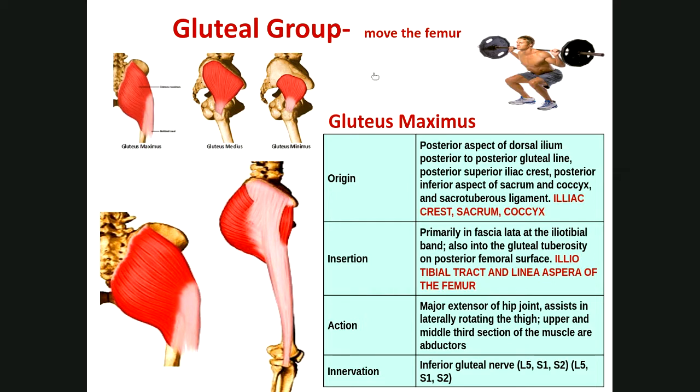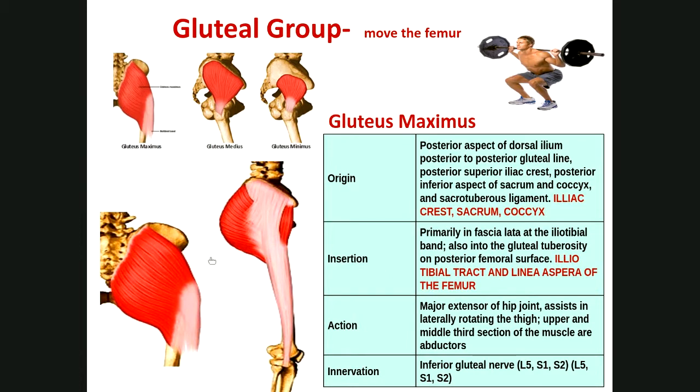So let's talk about the gluteal group. There's a gluteus maximus, which is the largest, gluteus medius, which sits below that, and gluteus minimus. The gluteus muscles are most active in 30 degrees of knee flexion. So if you want to build up the gluteus maximus, squatting exercises are good for that.